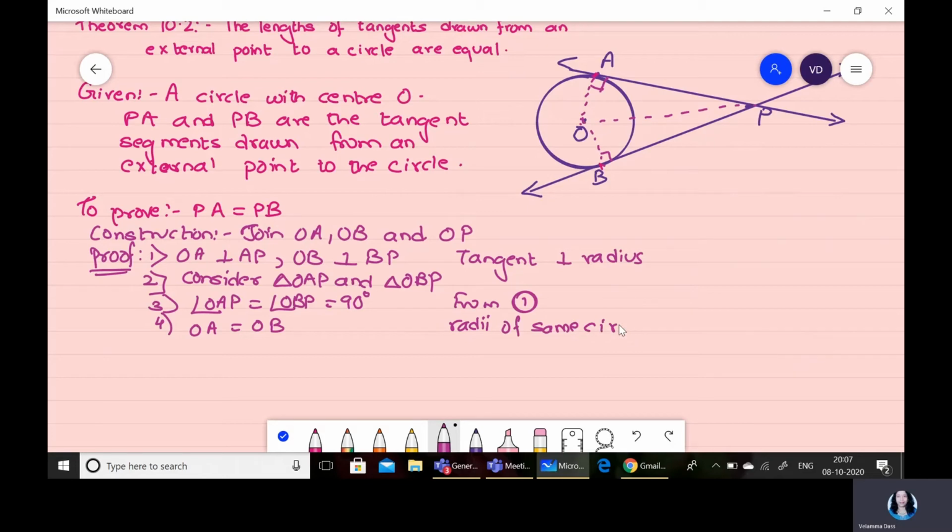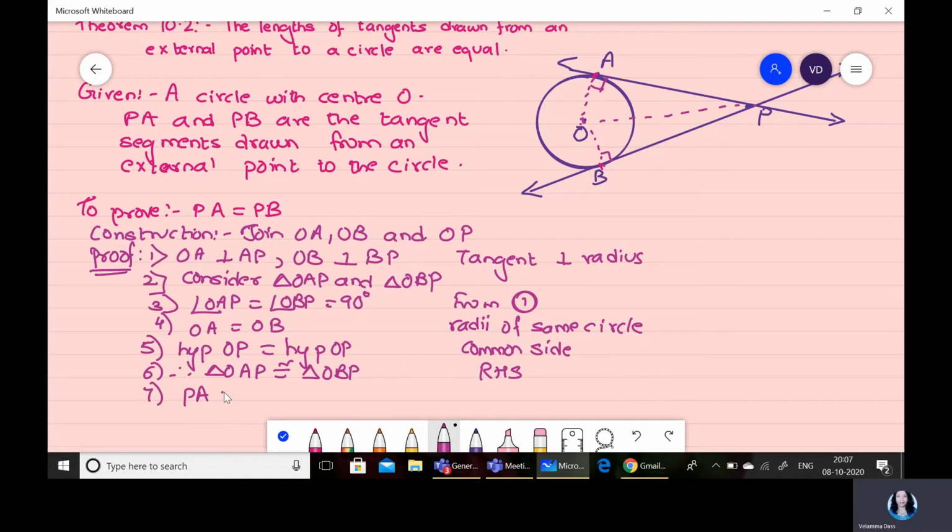Similarly, you can find out the common side is OP. So here we can write hypotenuse OP equals hypotenuse OP, and the reason is common side. Therefore, triangle OAP is congruent to triangle OBP, that is by RHS. And therefore, we can say PA equals PB, that is CPCT.